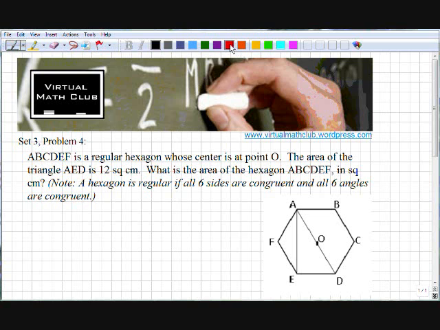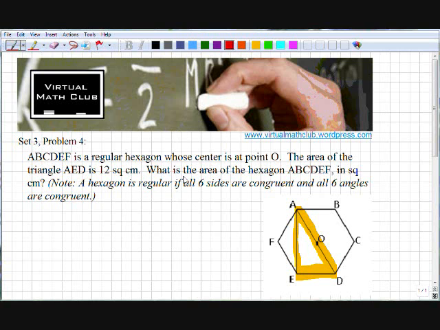So let me just highlight that triangle here. Actually, let me use a highlighter. This is going to be too big. So we have this triangle AED, and that is equal to 12. Oops, I didn't want to change this to a pen. That's equal to 12 square centimeters.